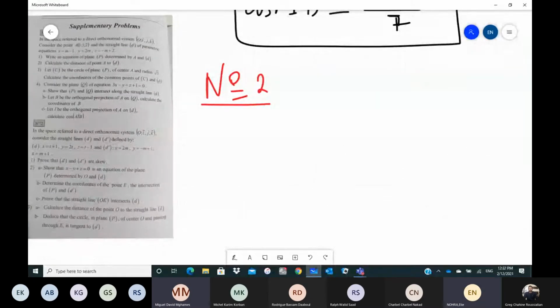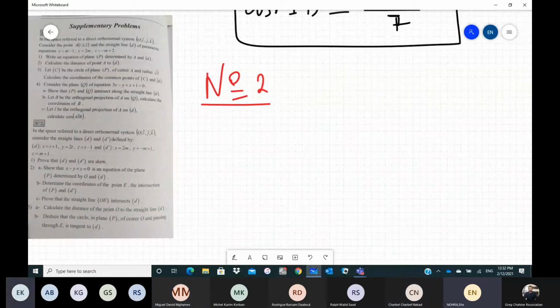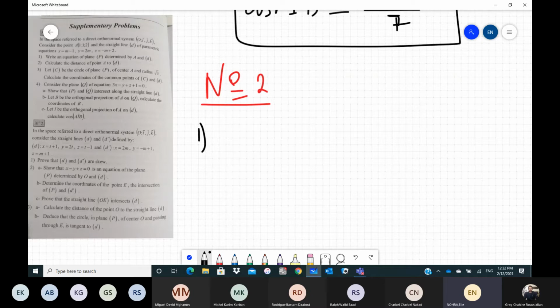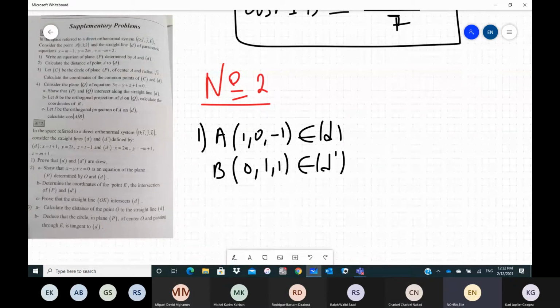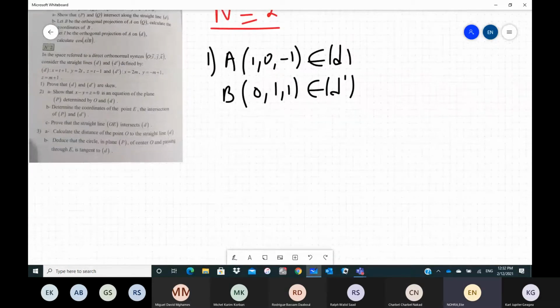Given the two lines D and D prime, show that the two lines are skew. As usual, we take a point A on the line D, for t equal to 0, that is (1, 0, -1), which belongs to D. And on D prime we take B, which is (0, 1, 1), which belongs to D prime. It's very classical. We did it many times.